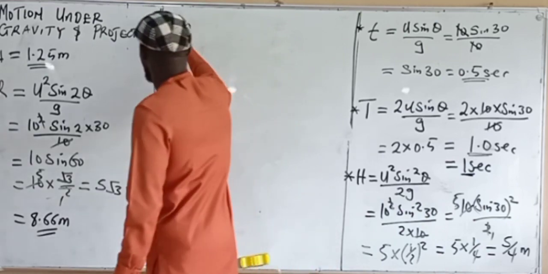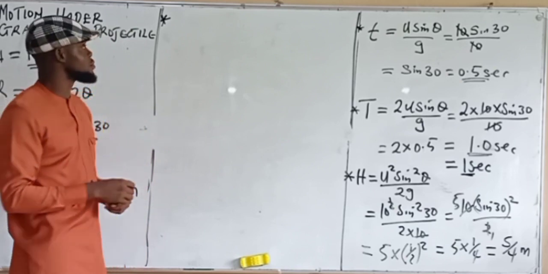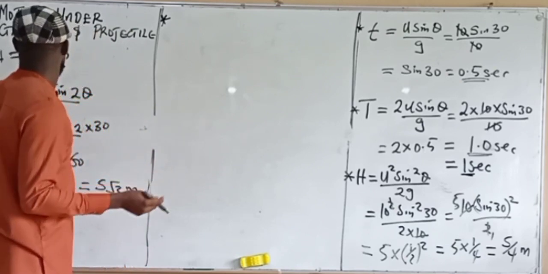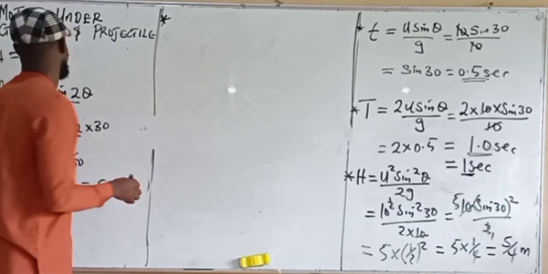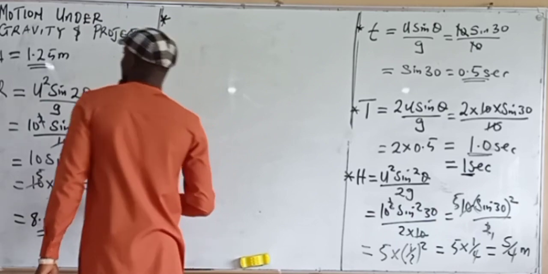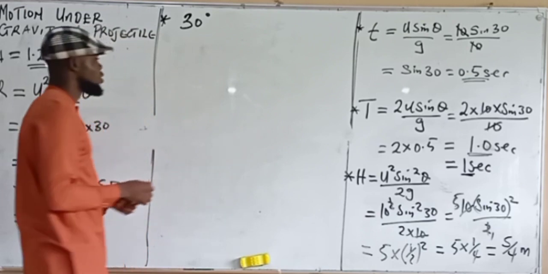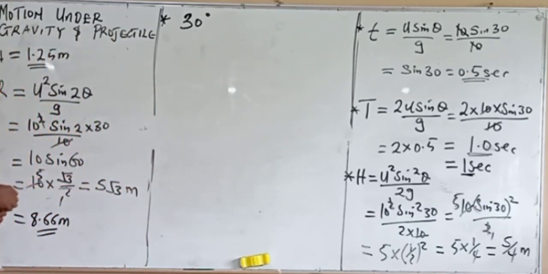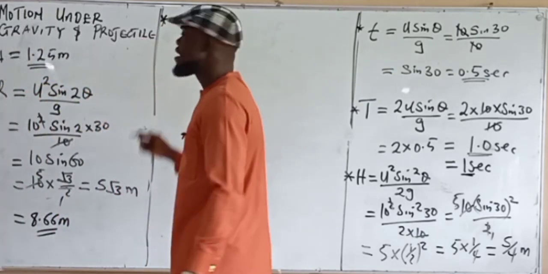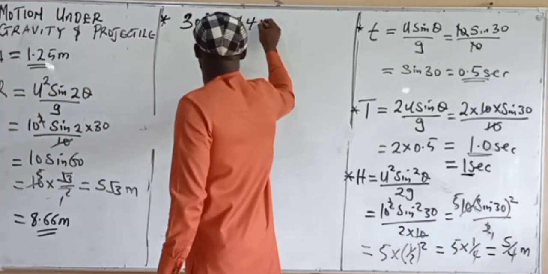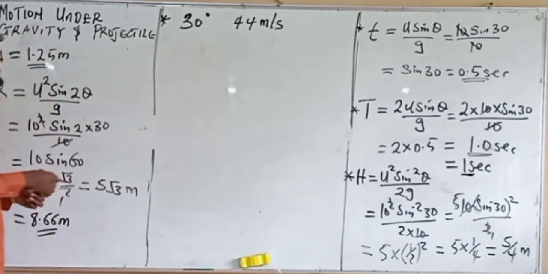So look at this one more question. A golf ball is shot, or projected, at an angle of 30 degrees to the horizontal, with a velocity of 44 meters per second.